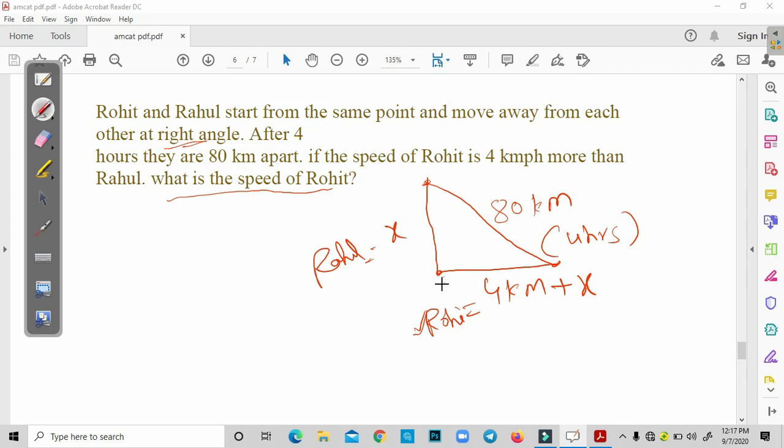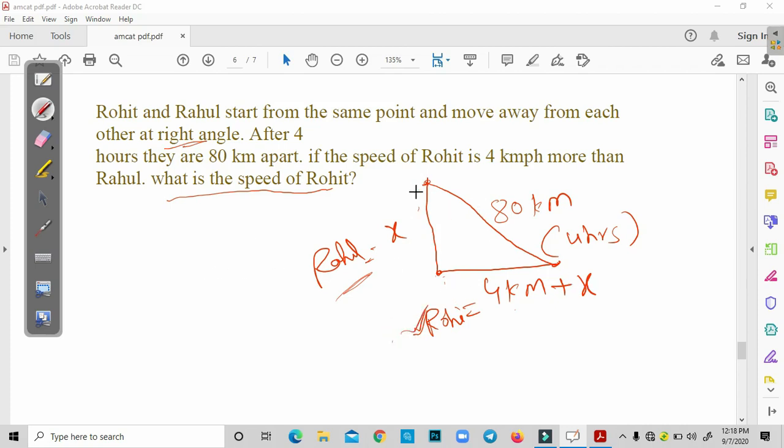Now see, they started from this point, one going in this direction, one in this direction. Here I don't know any of their speeds, so I will take Rahul's speed as x. Rohit is 4 kilometers more, so Rohit's speed will be 4 plus x, and they traveled for 4 hours. They are 80 kilometers apart. I need to find out Rohit's speed.